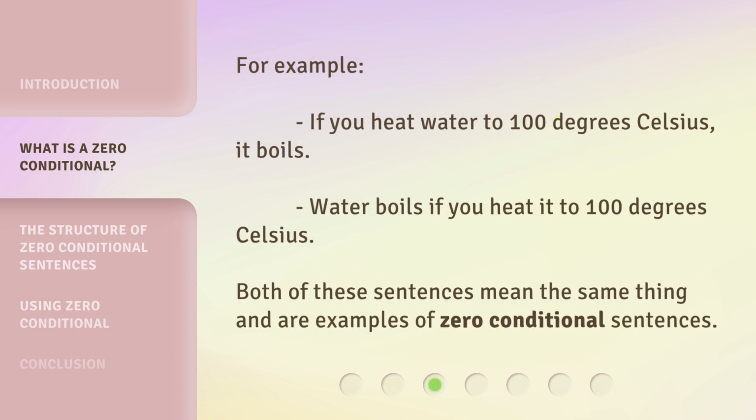For example, if you heat water to 100 degrees Celsius, it boils. Water boils if you heat it to 100 degrees Celsius. Both of these sentences mean the same thing and are examples of zero conditional sentences.